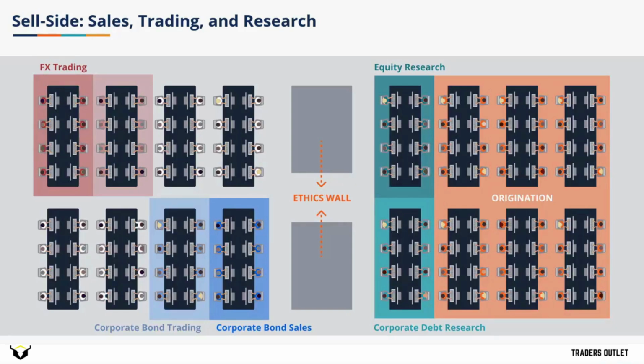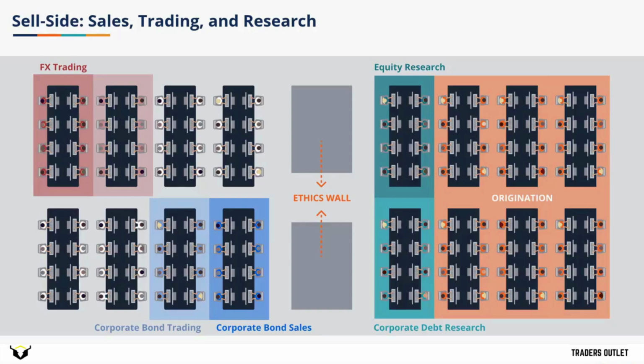Now, the division in research is much more macro. The research team is typically product-based. However, at larger banks, it may be an intersection of industry as well as product. Typically, however, it will be just debt and equity.